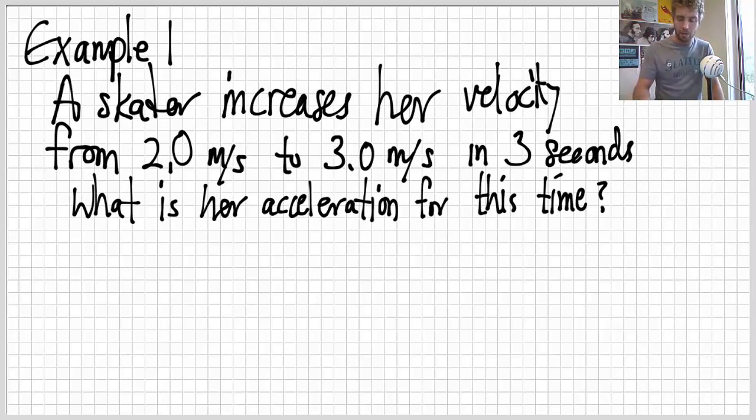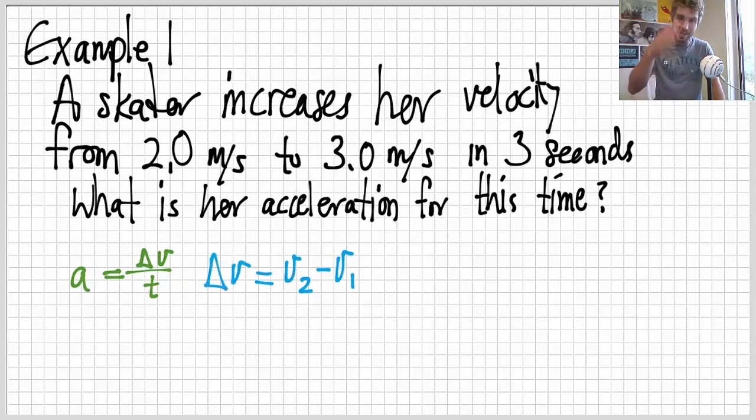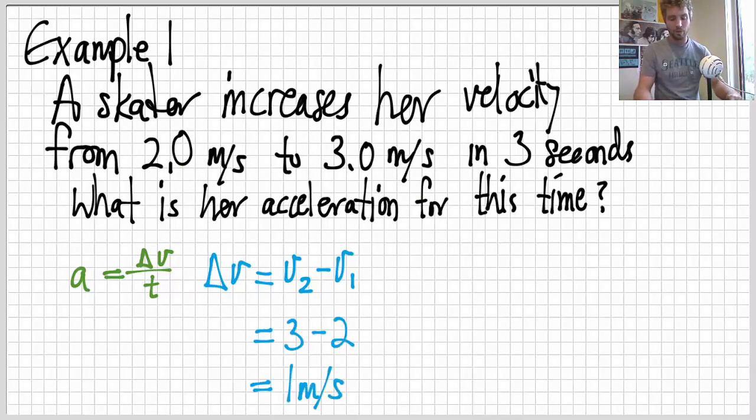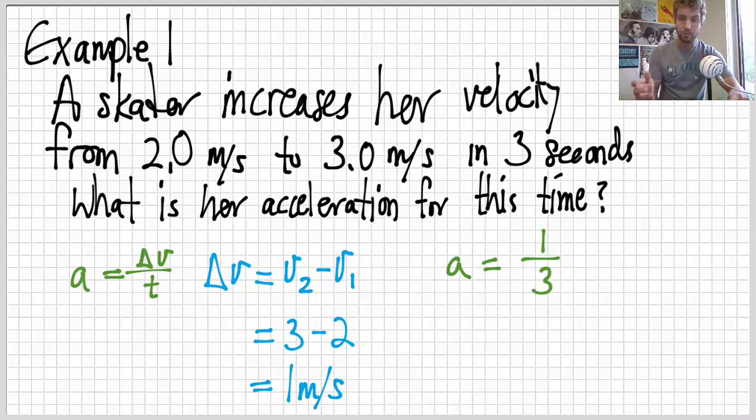Okay? Now, we are going to use our formula for acceleration. A equals delta V over T. And delta V, of course, is the change in velocity. So the second velocity, take away the first velocity, V final minus V original. In our case, it's 3.0 is the ending velocity, and 2.0 is the starting velocity. So we're going to do 3 minus 2, which is, of course, 1. So the change in velocity is 1. So we're going to have acceleration equals 1 over the time, which was 3 seconds.